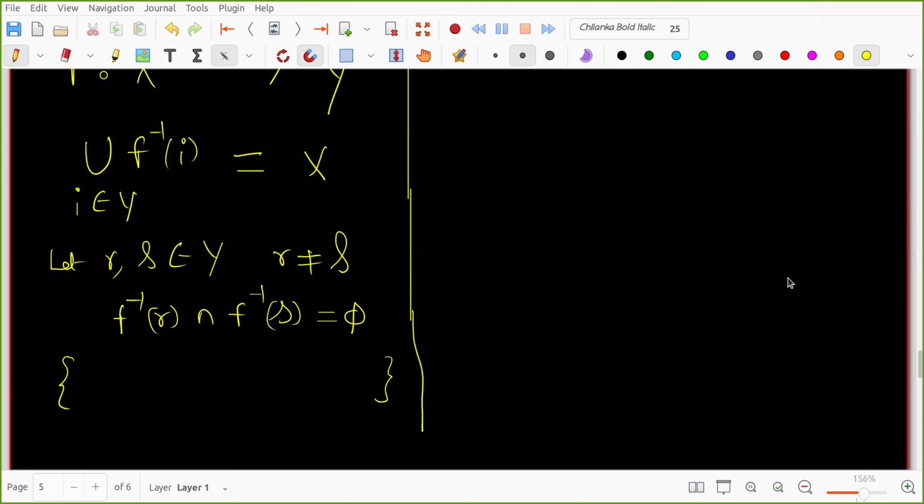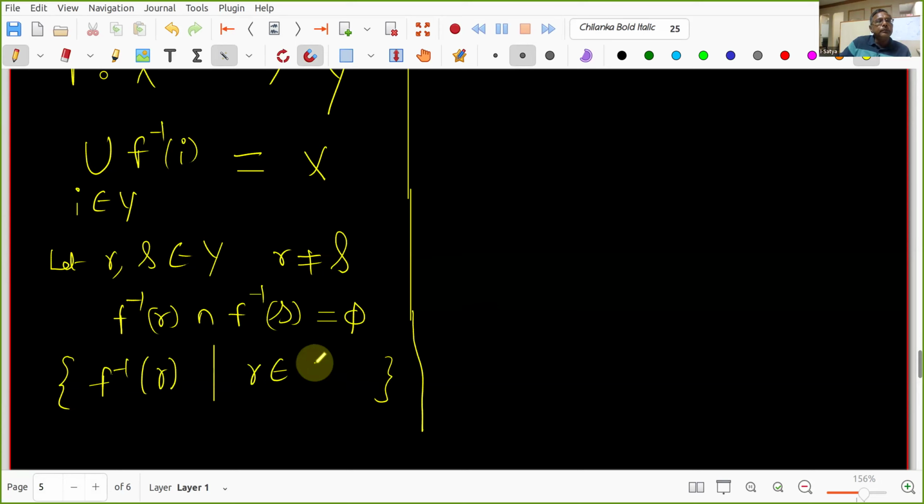Okay. Yes, sir. Do you have some idea? A family of sets we can create. Family of sets, right. So here the family of sets is F inverse of R, where R belongs to capital Y, right?